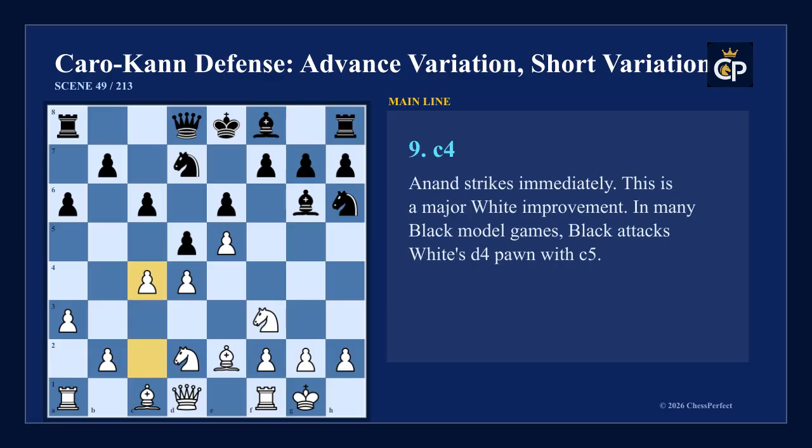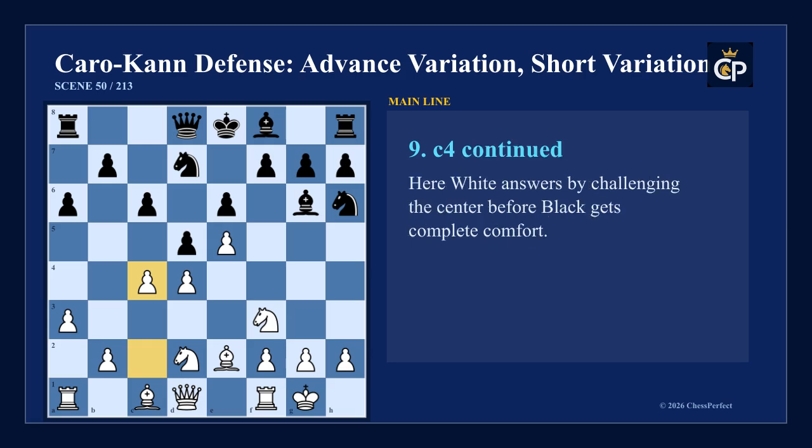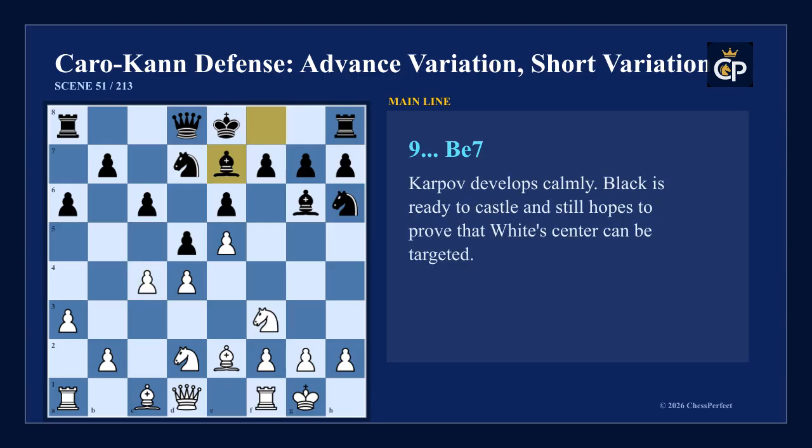c4. Anand strikes immediately. This is a major White improvement. In many Black model games, Black attacks White's d4 pawn with c5. Here White answers by challenging the center before Black gets complete comfort. Bishop e7. Karpov develops calmly. Black is ready to castle and still hopes to prove that White's center can be targeted.